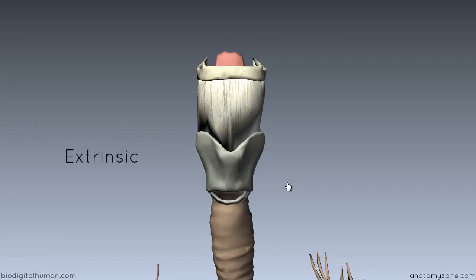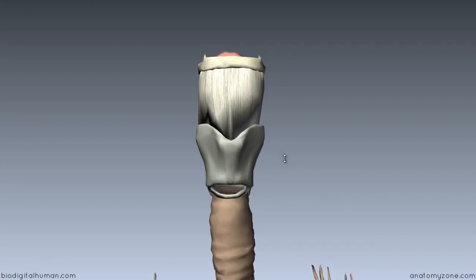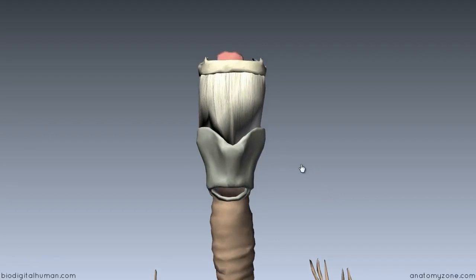So the extrinsic ligaments are ligaments which connect the larynx to other structures. So ligaments which connect the larynx to the hyoid bone, and ligaments which connect the larynx to the trachea below. So the intrinsic ligaments are the ligaments which connect the individual cartilages of the larynx together. So we'll first take a look at the extrinsic ligaments. So these are quite simple.